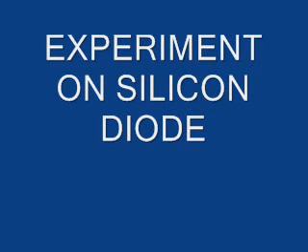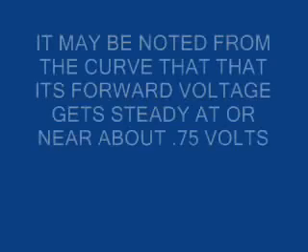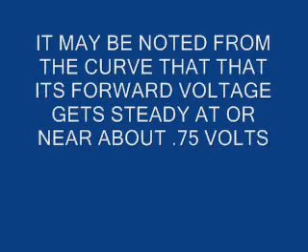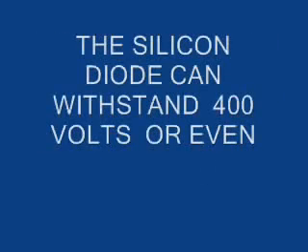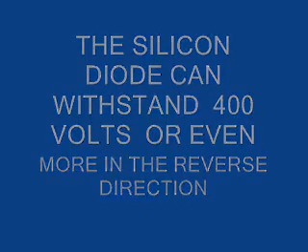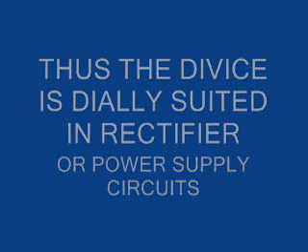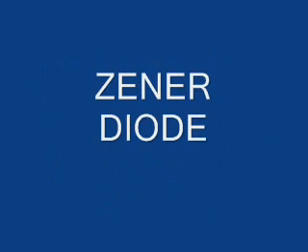Experiment on silicon diode. It may be noted from the curve that its forward voltage gets steady at or near about 0.75 volts. The silicon diode can withstand 400 volts or even more in the reverse direction. Thus, the device is ideally suited in rectifier or power supply circuits. The Zener diode.